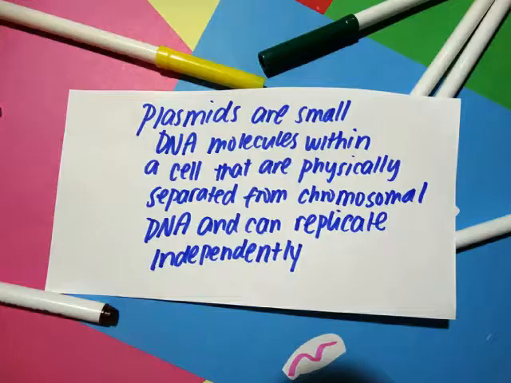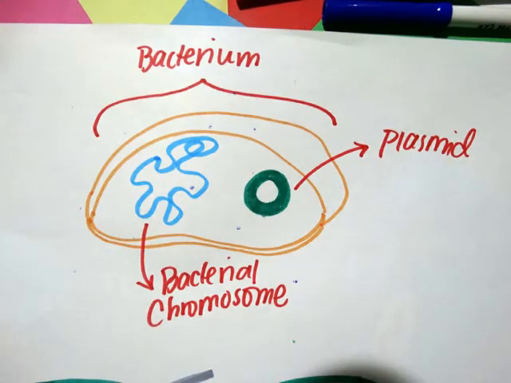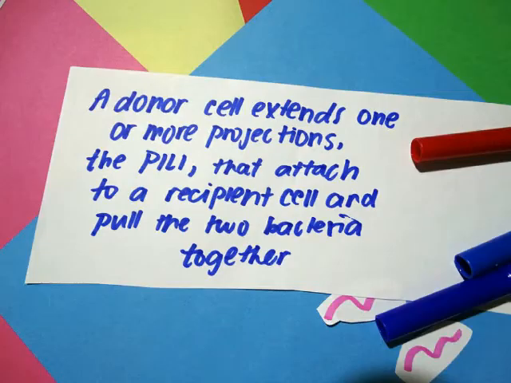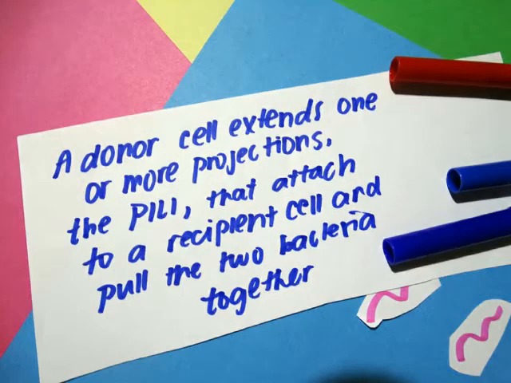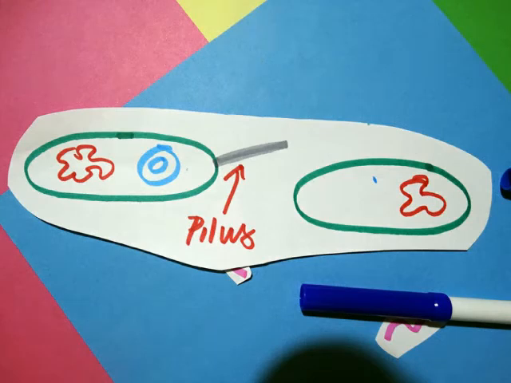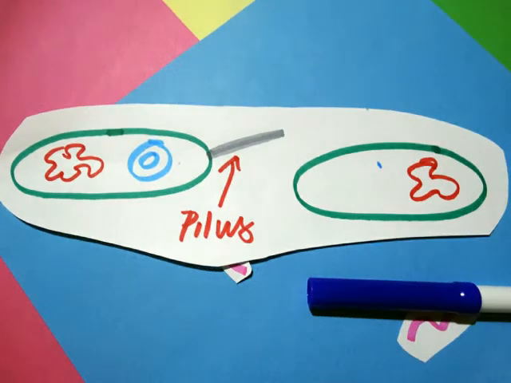Plasmids are small DNA molecules within a cell that are physically separated from chromosomal DNA and can replicate independently. They are most commonly found in bacteria as small circular double-stranded DNA molecules. A donor cell extends one or more projections, the pili, that attach to a recipient cell and pull the two bacteria together. Here we have a donor cell with a sex pilus slowly attaching to a recipient cell.